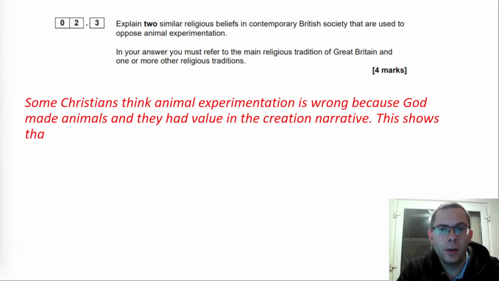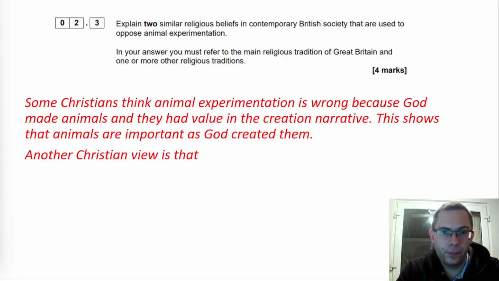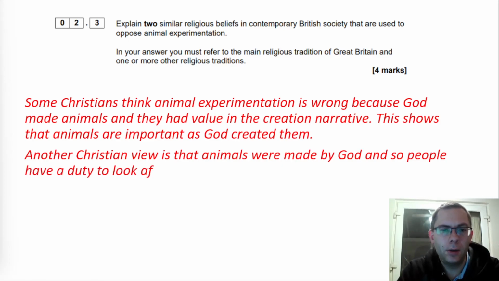This shows that animals are important as God created them. Another, and this is where you could put a second religious viewpoint, another Christian view is that animals were made by God, and so Christians have a, let's change that to people, so that people have a duty to look after them. This is called stewardship.